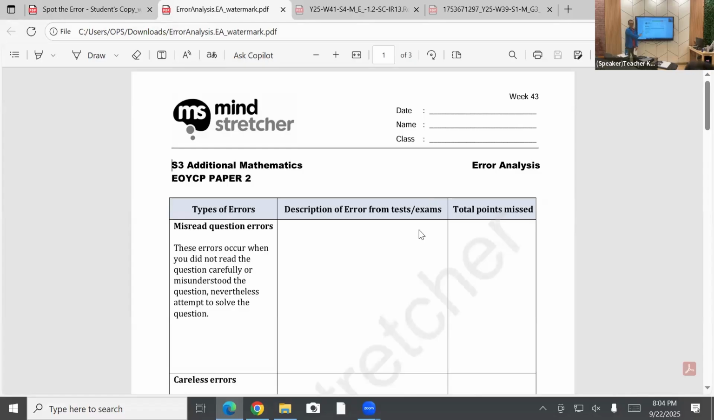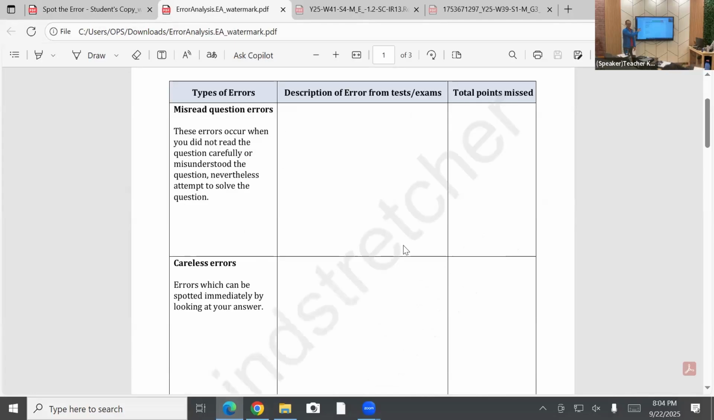Which is the error analysis worksheet that comes after the end of our checkpoint, which is an assessment paper. Usually after our assessment paper, we will share with the students this error analysis, where we will actually go through it with them. So what do you think are your errors here?